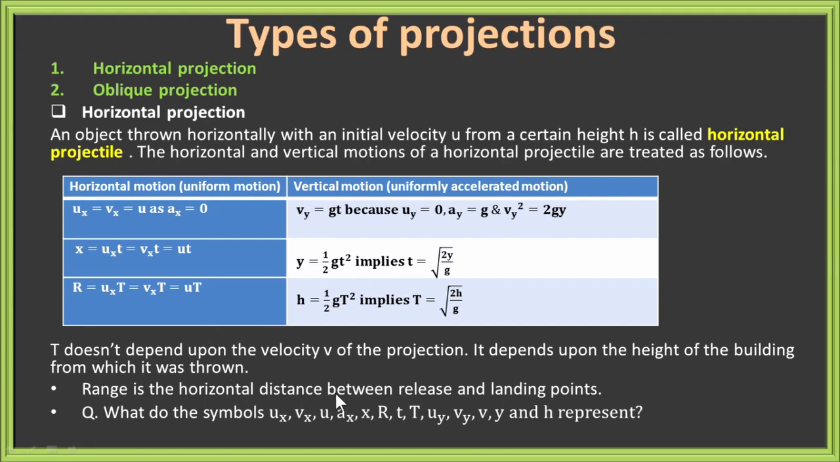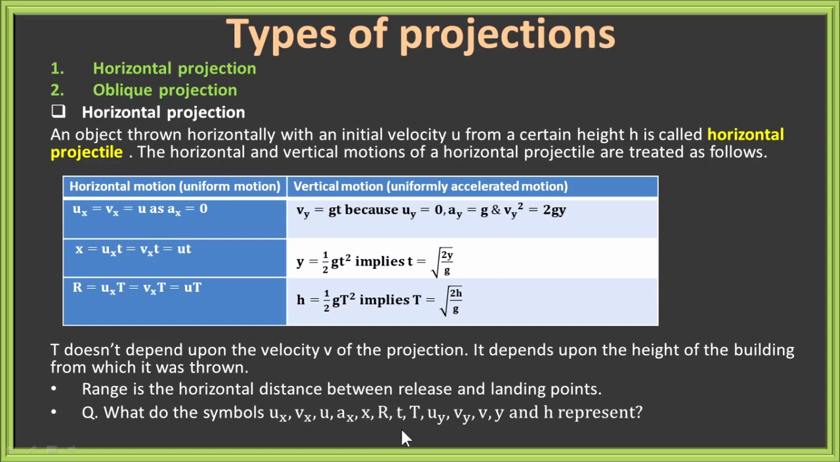Range is the horizontal distance between the release and landing points. What do the symbols ux, vx, u, ax, x, R, t, capital T, uy, vy, v, y, and h represent in the above equations? Ux stands for initial velocity in the x direction. Vx stands for final velocity in the x direction. U stands for the resultant initial velocity. Ax stands for acceleration in the x direction. X stands for the horizontal distance. R stands for the range, or the maximum horizontal displacement.